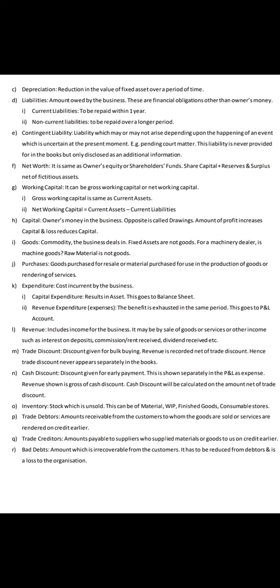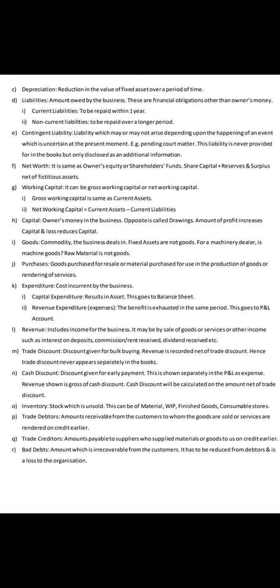Current liabilities means amount to be repaid within 1 year, and non-current liabilities means amount to be repaid over a longer period, right? Contingent liability means a situation that may or may not arise, which is uncertain at the present moment, like a pending court matter, etc.